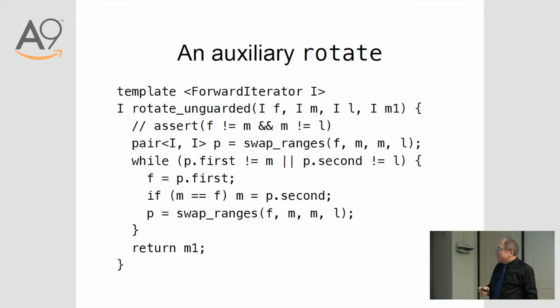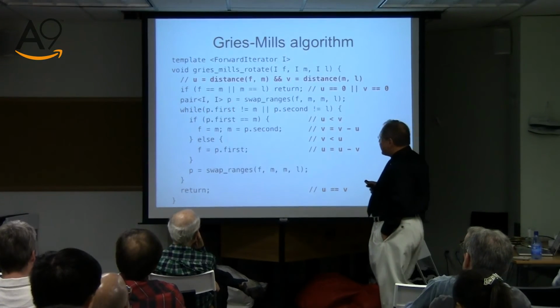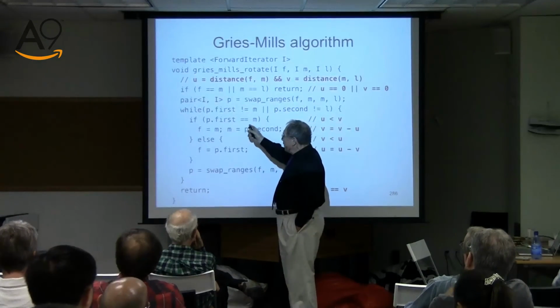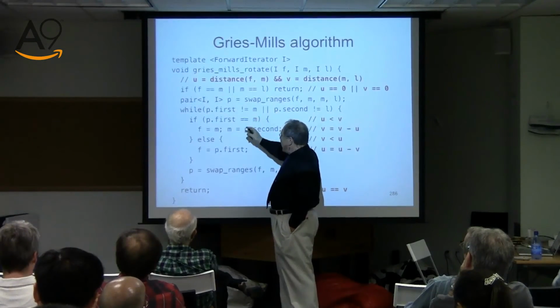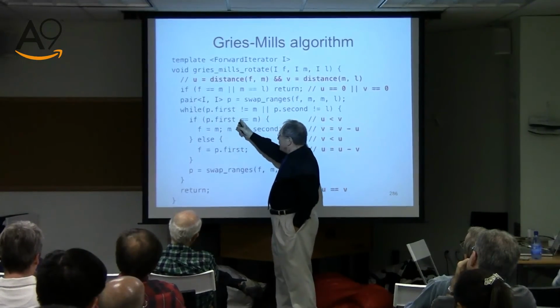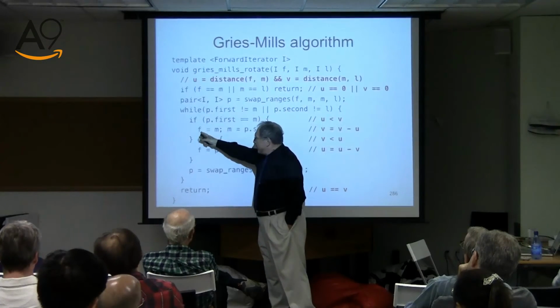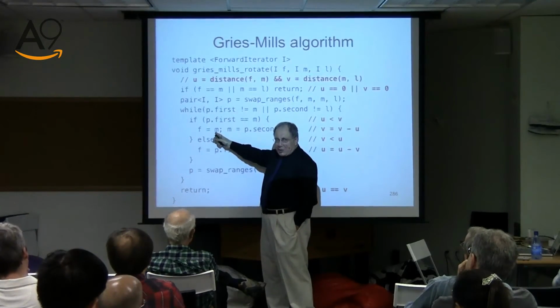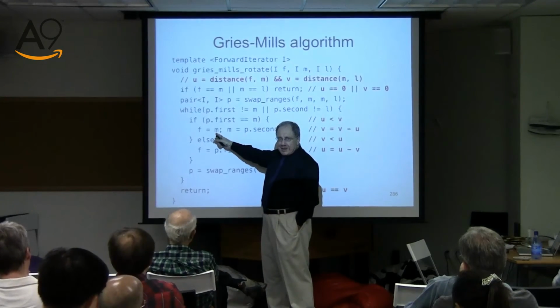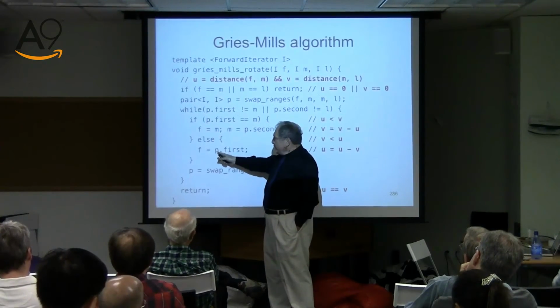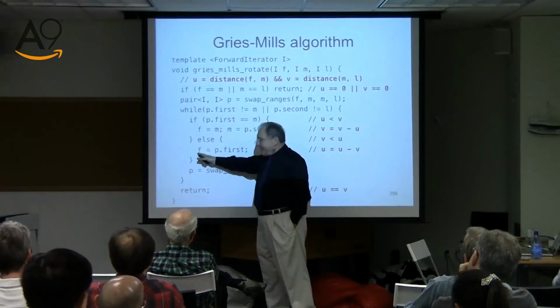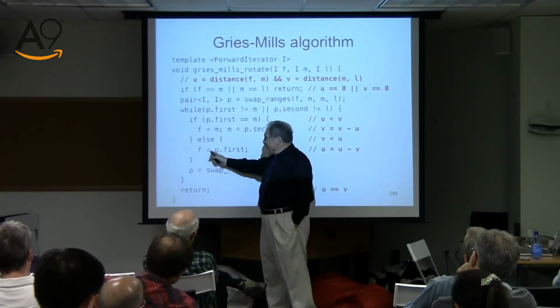This is something called rotate unguarded. It is just the Gries-Mills algorithm. It's slightly optimized because, to write Gries-Mills beautifully, I didn't do the following thing. Let me show you something which I could have optimized. You see here, I'm saying that if p first equals m, then f is equal to m. I could have written p first instead of m because they're equal, yes? And in this clause, I write f is equal to p first.